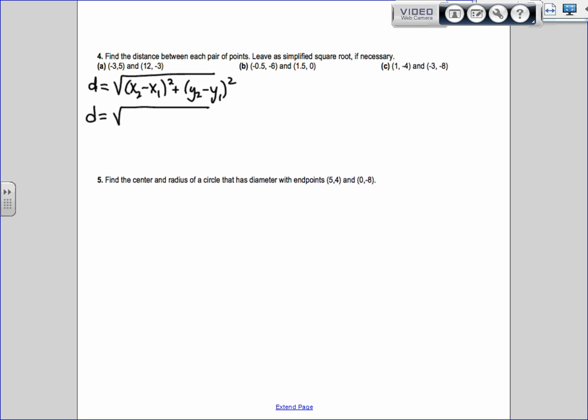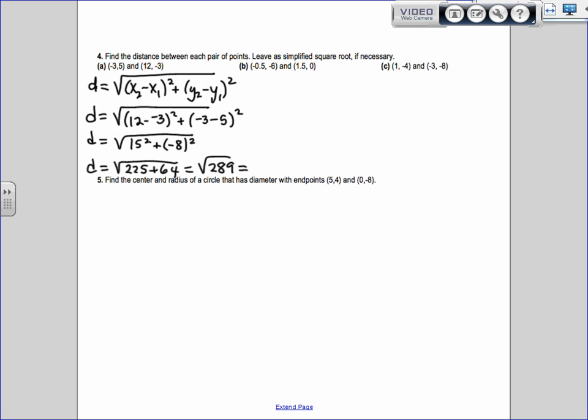Okay, so my distance is going to be 12 minus a negative 3 squared plus negative 3 minus a 5 squared. So I get 15 squared plus negative 8 squared. Make sure you're really careful if you're putting this in your calculator, because a lot of people will not put negative 8 in parentheses, and then they'll get negative 64. So you get positive 64 plus 225. So we get the square root of 289. Anybody know what that is? Good. Yep, 17. So that one came out nice.